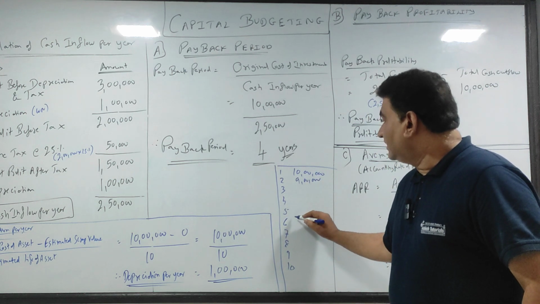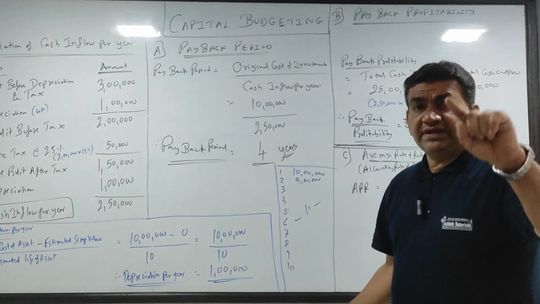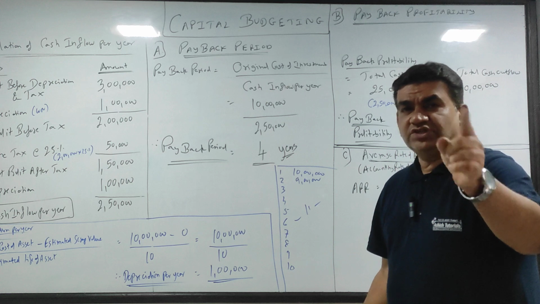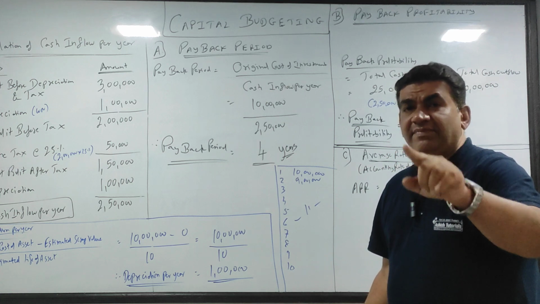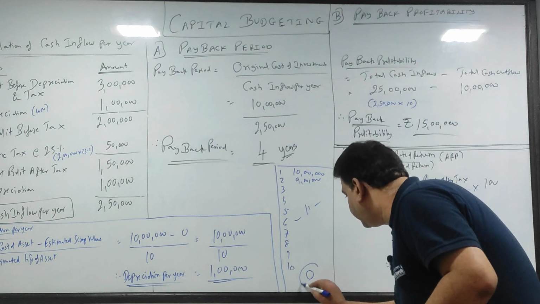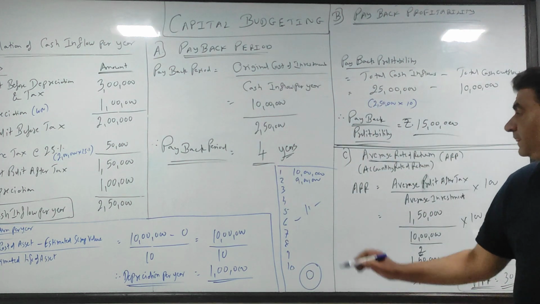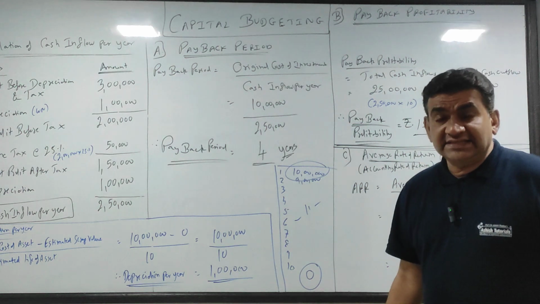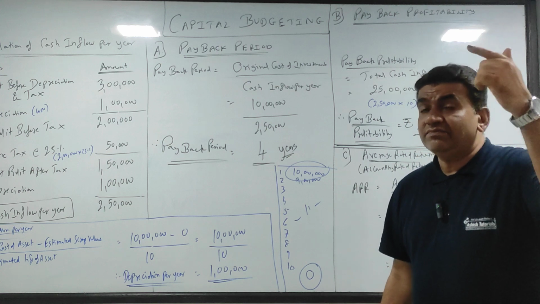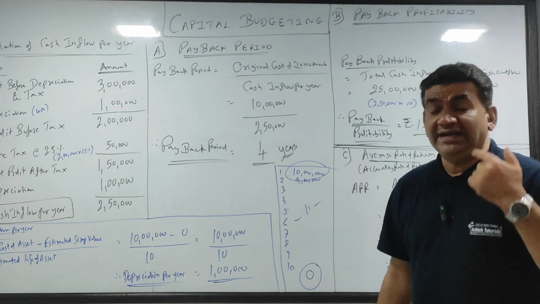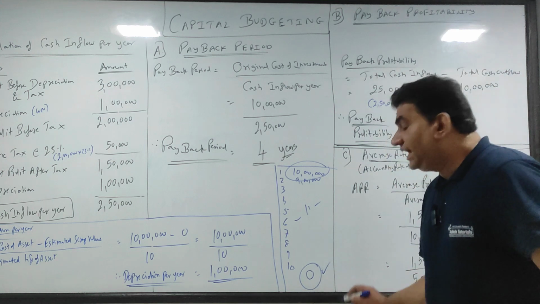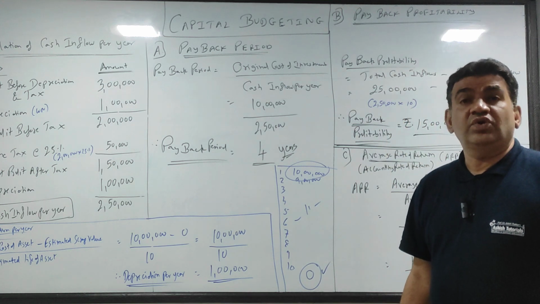10 minus 1, 9 lakhs. 9 minus 1, 8. 8 minus 1, 7. 7 minus 1, 6. 6 minus 1 lakh, 5 lakh. 5 lakh minus 1 lakh, 4 lakh. Minus 1, minus 1, minus 1. At the end of the 10th year this will become 0. Starting of the year 10 lakhs. For 10 years, understand the logic, for 10 years I have to provide 1 lakh depreciation every year. I will keep on removing 1 lakh for 10 years. At the end of the 10th year my answer becomes 0.